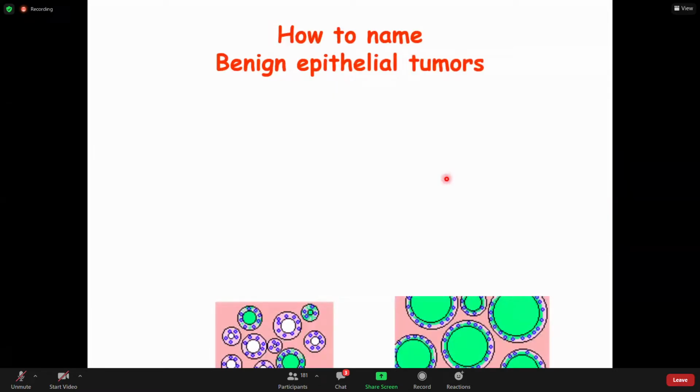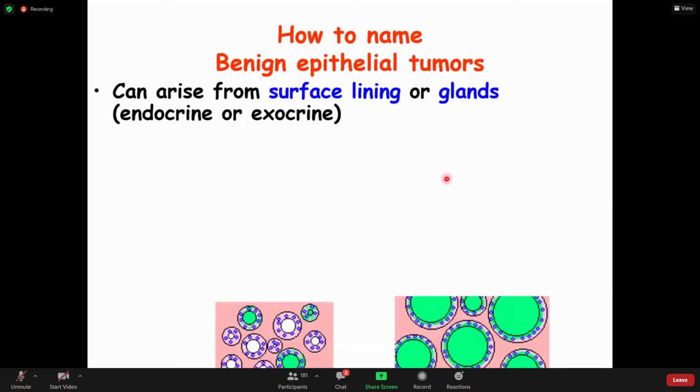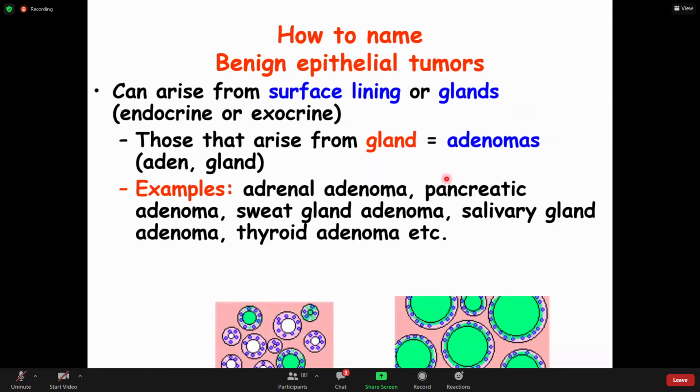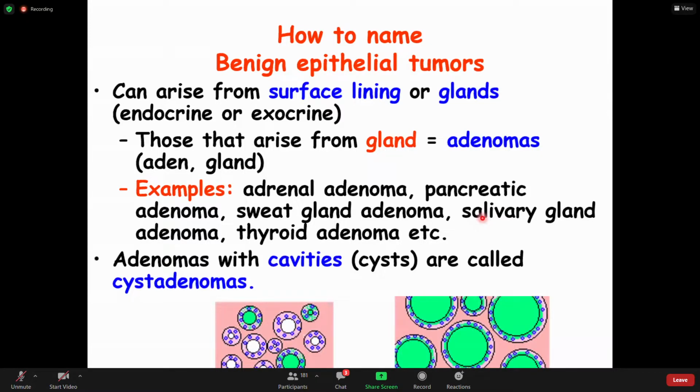All right. So how do you name benign epithelial tumors? Now here you're dealing with a glandular kind of growth. And if you add the word adenoma to it, you're going to come up with the name of that tumor. So let's say that a tumor is arising from a thyroid gland. That's what you're going to be calling it, thyroid adenoma. Salivary gland adenoma, and so on and so forth.